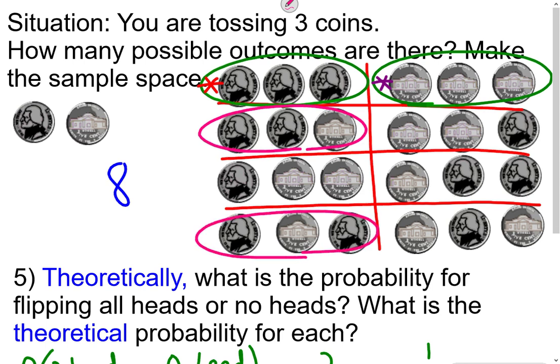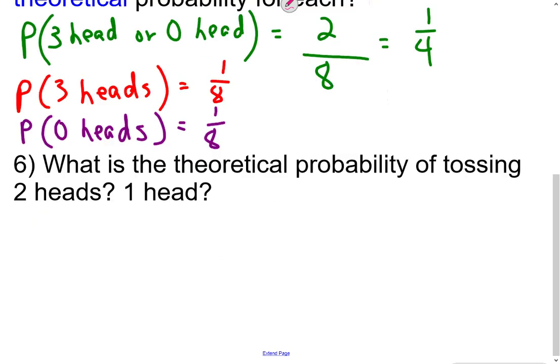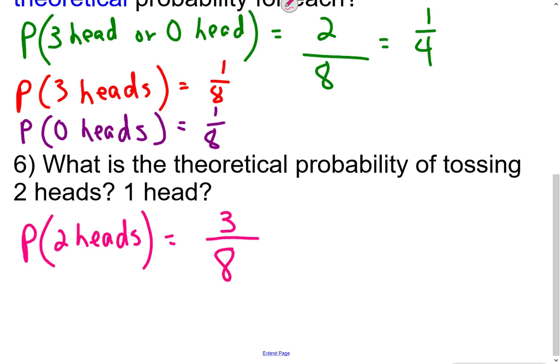Here's one with 2 heads. Here's one with 2 heads. So I count, there's 3 of them that had 2 heads in it. 8 of them total. So the probability of 2 heads, 3 outcomes that had 2 heads in it, 8 outcomes total, my probability would be 3/8. Well, what about the probability of 1 head?